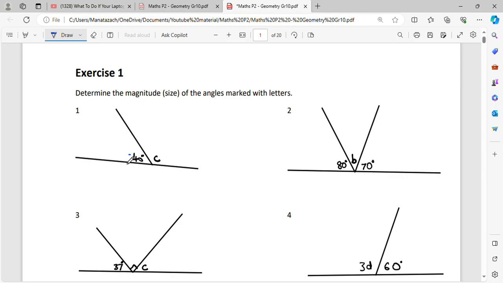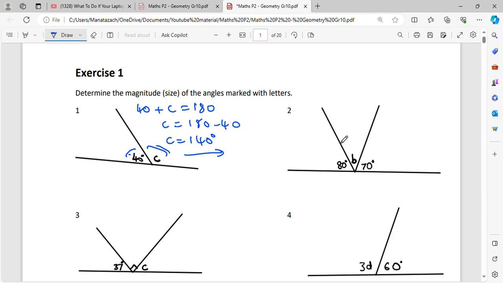So here you'll recognize that these two angles are supplementary angles, meaning 40 plus C should give us 180 degrees. Therefore C is going to be 180 minus 40, which is 140 degrees.